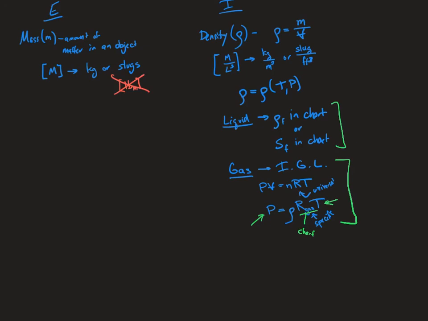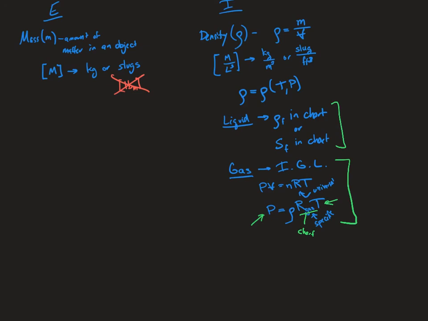And usually for a liquid, it's not really pressure dependent. It's really just temperature dependent. So usually you're going to say, I've got water at 60 degrees Fahrenheit or whatever, and then you go and look up its density. Okay, so that's how we do densities.